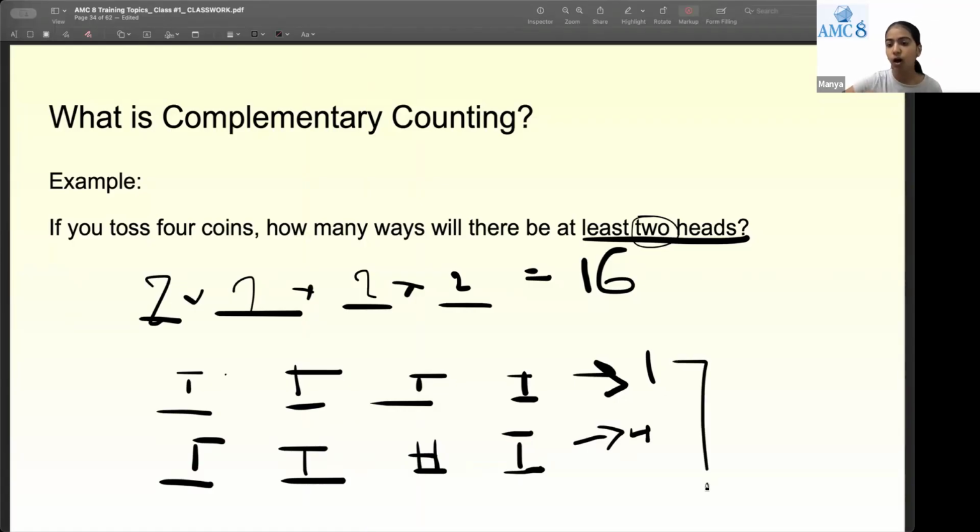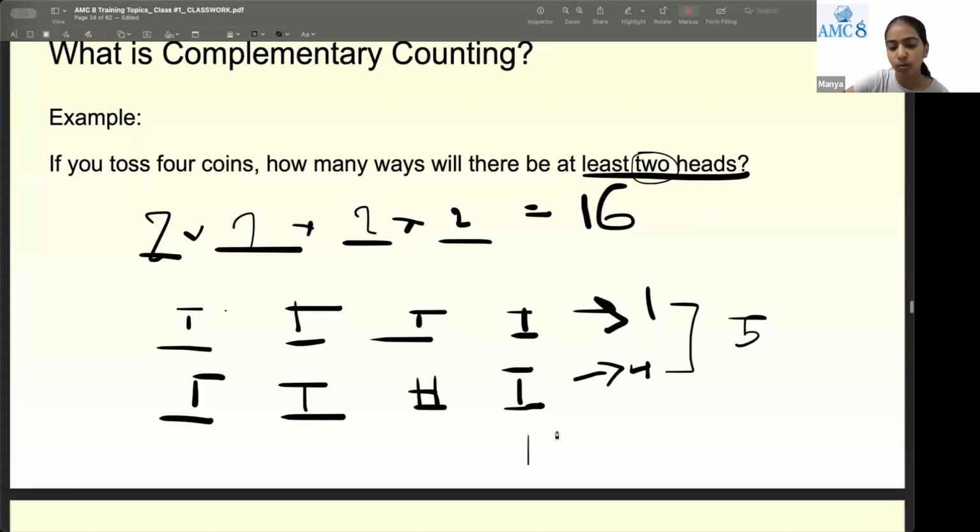And these two are the opposite of what we want. We either want 2 heads, 3 heads, or 4 heads. So since this is the opposite of what we want, there's 5 ways. And we would need to subtract that from the total, which is 16 minus 5, which is equal to 11.